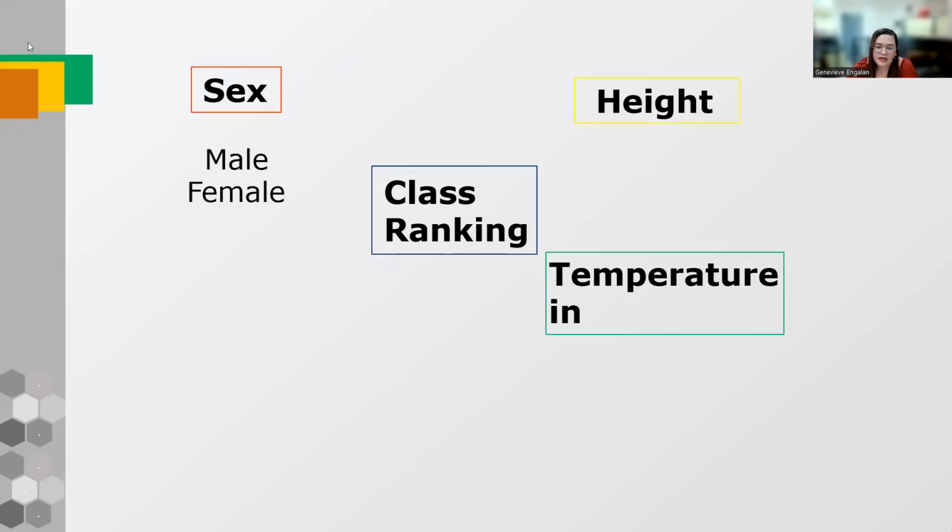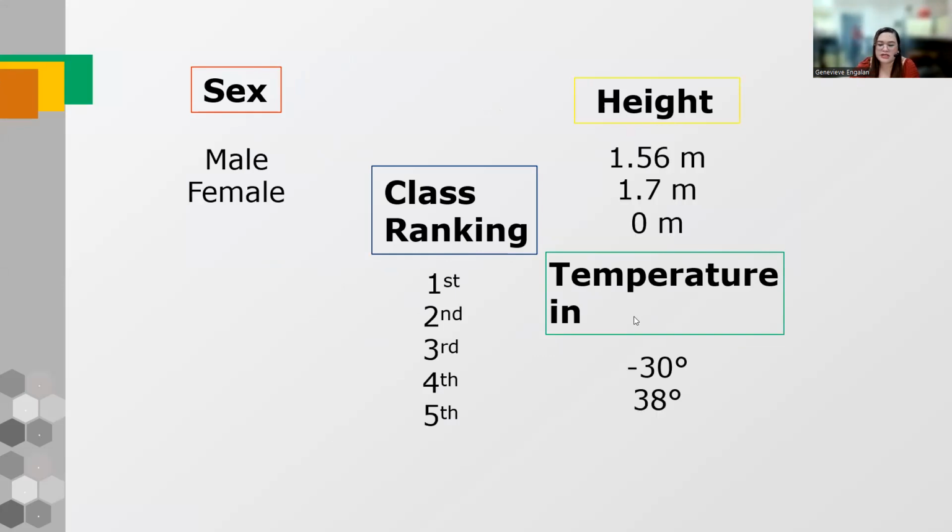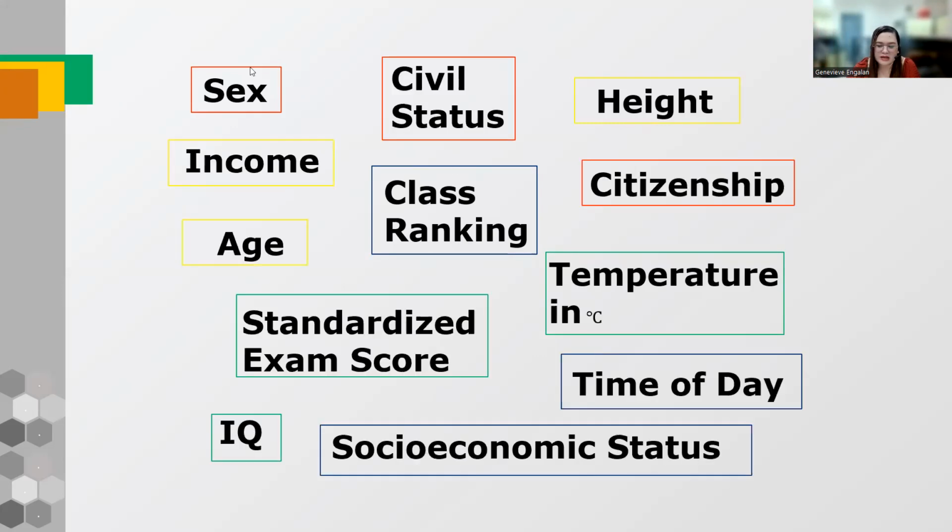The ones that go together: when you say sex, you have male or female. Then class ranking is first, second, third, fourth, fifth. Height is like this, temperature is like this. So they have groupings. Sex, civil status, and citizenship are in the same group. Income, age, and height are another kind of measurement, and we have the standardized exam score and temperature. So what are they, ma'am?